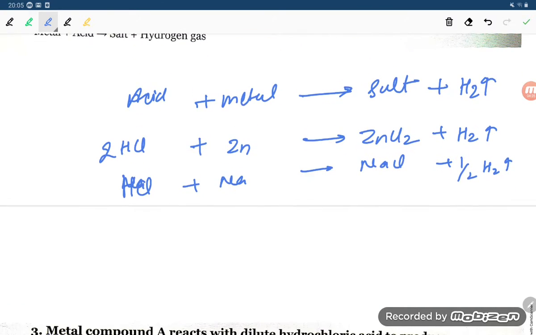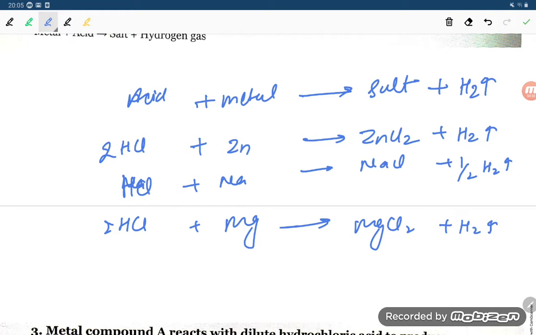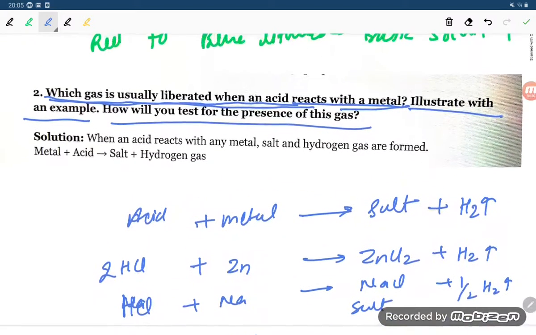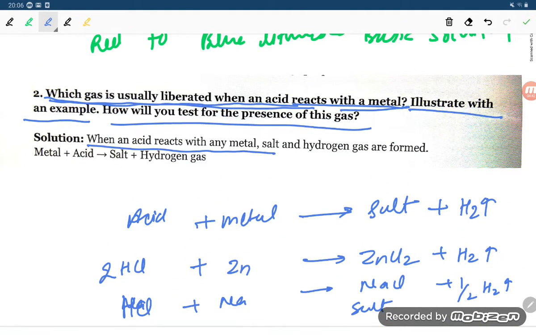Okay, if we are treating HCl with Mg, it will give MgCl2 plus H2 gas, which it will liberate. These are the salts, like sodium chloride salts. So always, when acid reacts with any metal, salt and hydrogen gas are formed. Metal plus acid gives salt plus hydrogen gas.